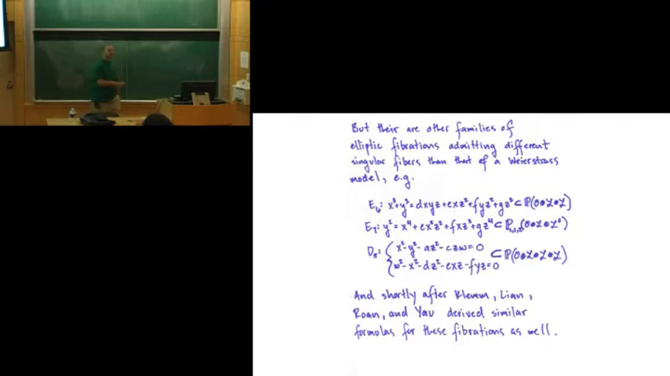But there are other families of elliptic fibrations as well, admitting different singular fibers than that of a Weierstrass model. For example, E6 elliptic fibrations, E7, and D5 elliptic fibrations. And I've written the equations for convenience up here on the slides. The E6 and E7 both live in P3 bundles. Well, E7 is in a weighted P3 bundle, P1,1,2 of O plus L squared. And in the D5 case, the generic fiber is an intersection of two quadric surfaces in P3. And shortly after, Clingher, Lian, Rohn, and Yau derived similar formulas for the Euler characteristics of these fibrations as well.